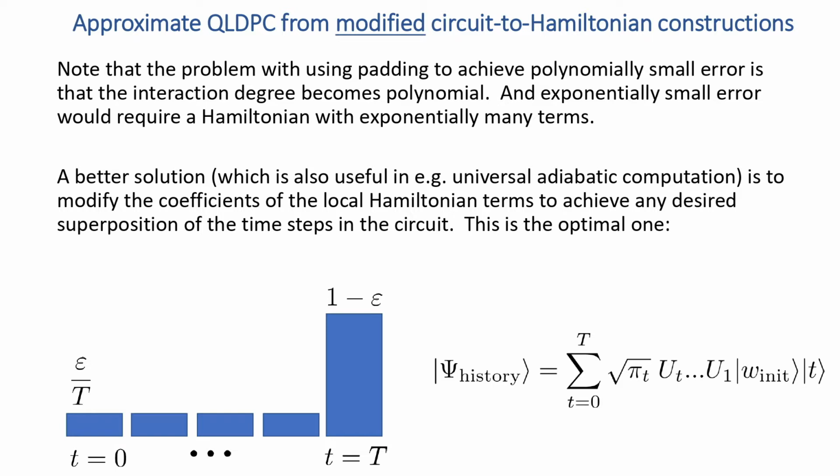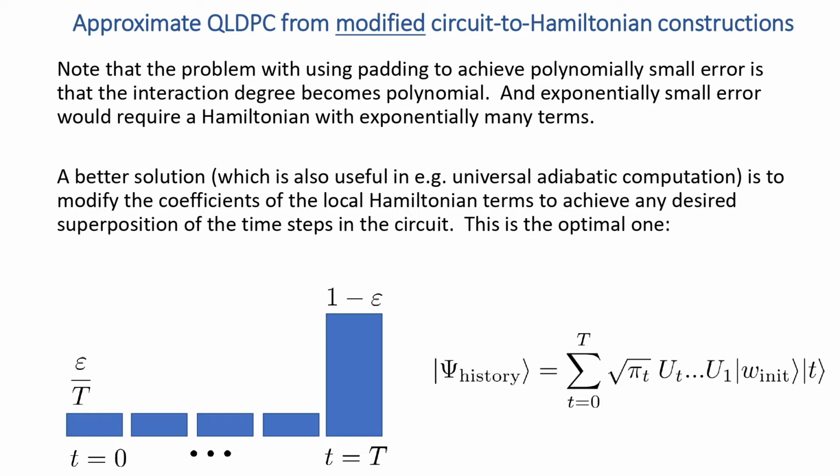These are versions of the circuit to Hamiltonian construction that, instead of having a uniform amplitude over the time steps of the circuit, allow for some non-uniform amplitude. The kind of distribution that we use looks like this. We want 1 minus epsilon of the amplitude to be concentrated on the final time step, and we take the other epsilon fraction of the amplitude and spread it out on the other time steps.